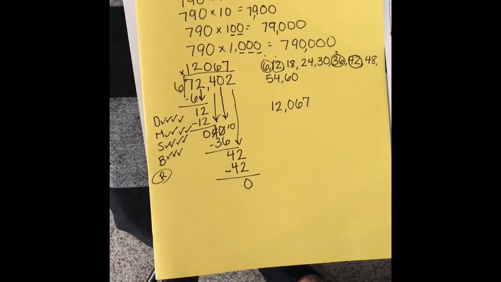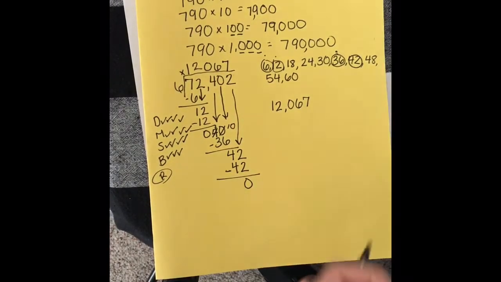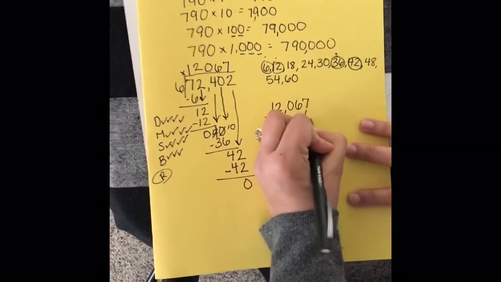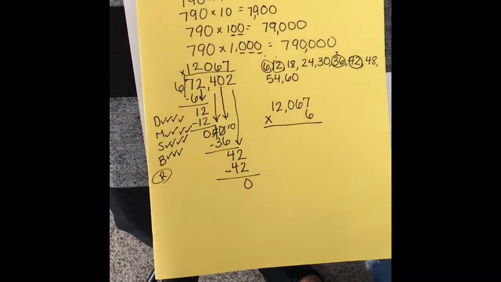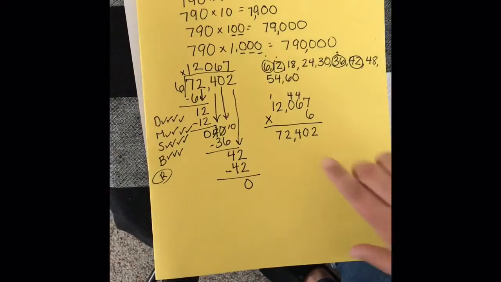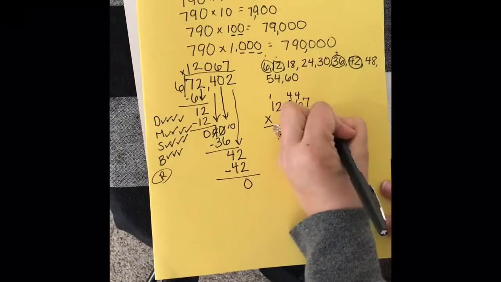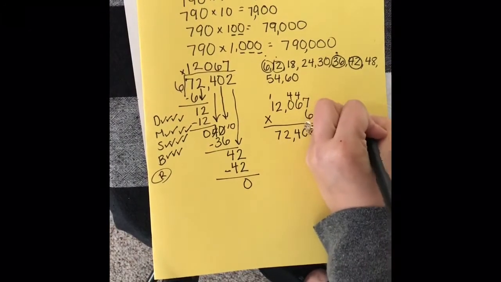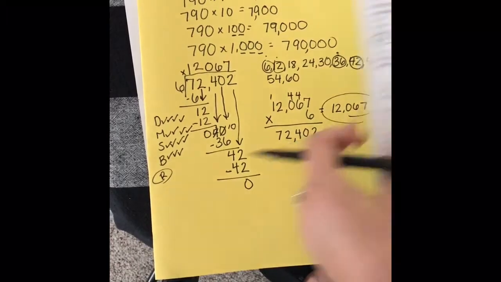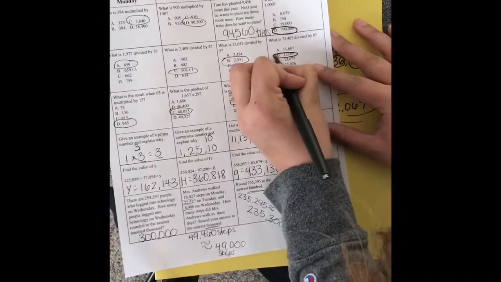12,067. You could definitely double check your work by doing that inverse operation if you want to pause your video and solve, and then check back with me. Here we go. I looked and it equals the same, so I know my answer is correct at 12,067. So I'm going to go over here, and it is B.